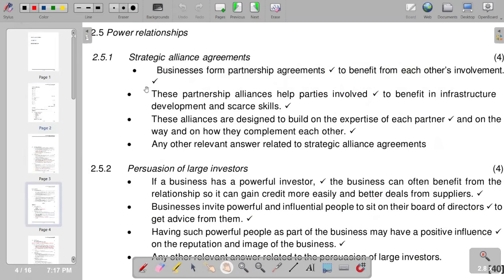Above, you want to see a question on power relationships. We have the components as strategic alliance agreements. We also have persuasion of large investors.